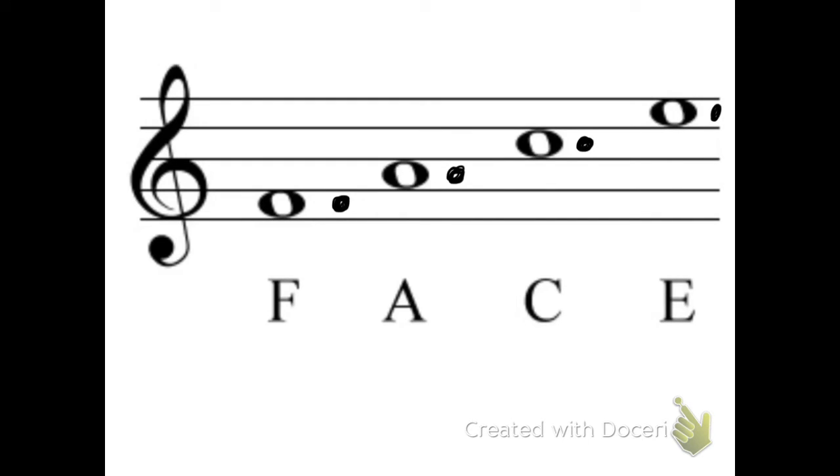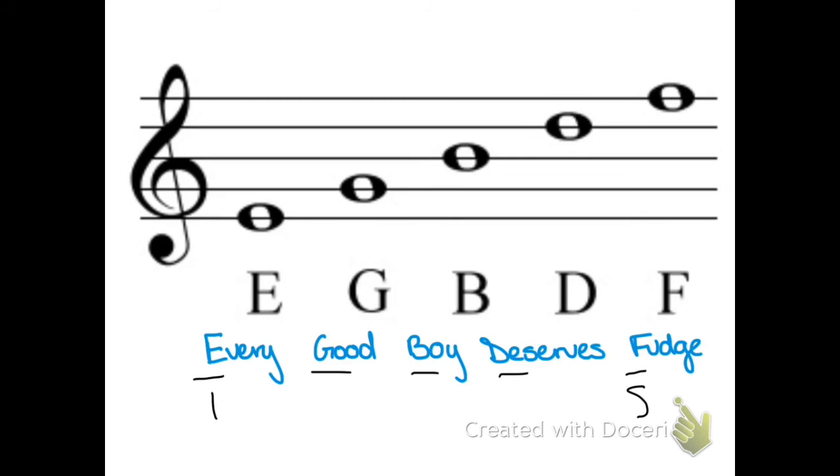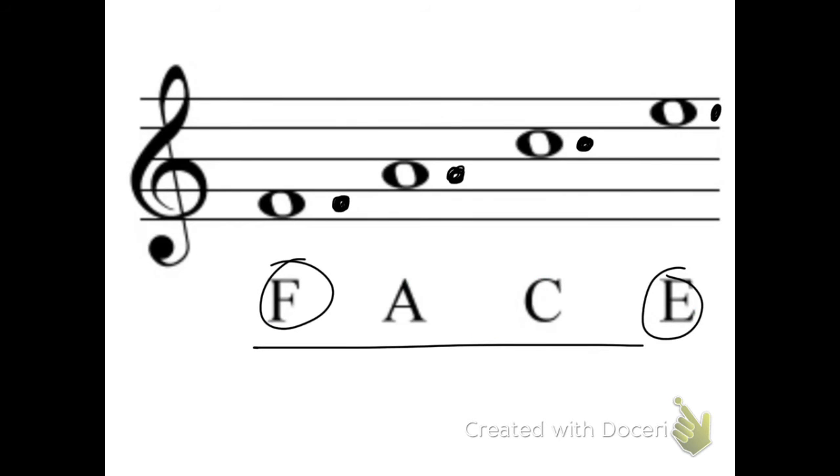The easiest way to remember these notes is just face. It's literally the notes in order, F-A-C-E. So you're probably wondering how there's another E and F. There's also an E and F on the lines. But as I said earlier, the notes repeat. It's easier to see that when you see all of the notes together.